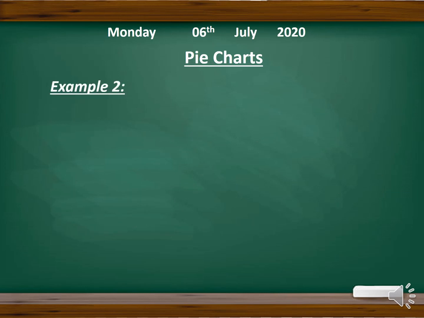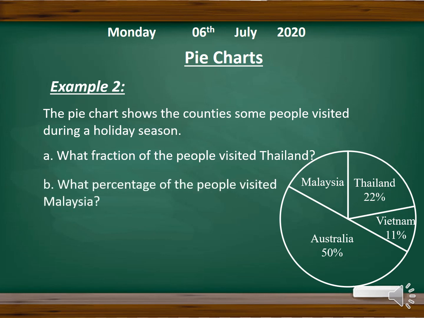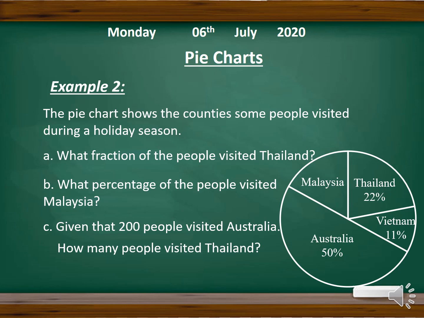Look at example 2. The pie chart shows the countries some people visit during a holiday season. And you see here the countries are Malaysia, Thailand 22%, Vietnam 11%, Australia 50%. And look at the question letter A. What fraction of the people visit Thailand? Letter B. What percentage of the people visited Malaysia? Letter C. Given that 200 people visited Australia, how many people visited Thailand?